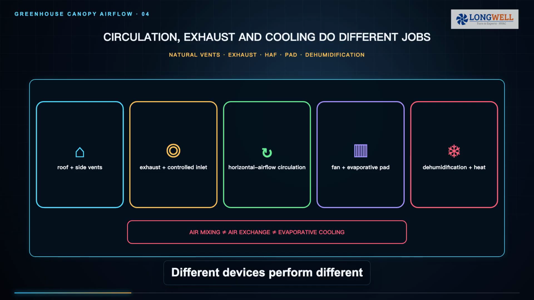Different devices perform different jobs. Roof and side vents can provide natural ventilation. Exhaust fans and controlled inlets exchange indoor and outdoor air. Horizontal airflow or circulation fans mix the space and reduce local layers, but do not automatically remove moisture from the building. Fan and pad systems combine air exchange with evaporative cooling, whose performance depends strongly on outdoor humidity. Dehumidification and heating may be part of another control path.